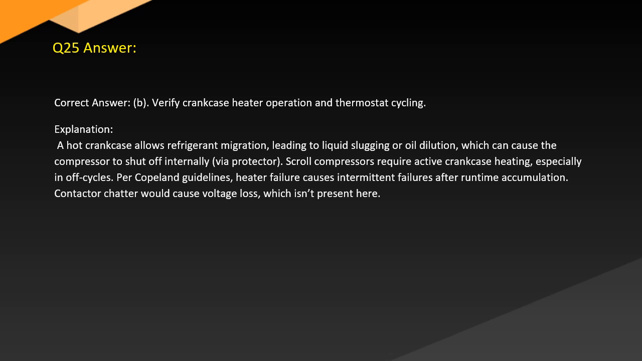Answer. Correct answer: B. Verify crankcase heater operation and thermostat cycling. Explanation. A cold crankcase allows refrigerant migration, leading to liquid slugging or oil dilution, which can cause the compressor to shut off internally via protector. Scroll compressors require active crankcase heating, especially in off cycles. Per Copeland guidelines, heater failure causes intermittent failures after runtime accumulation. Contactor chatter would cause voltage drop, which isn't present here.